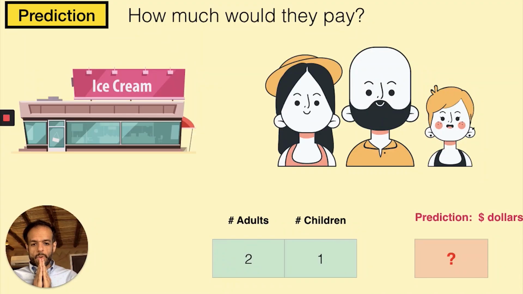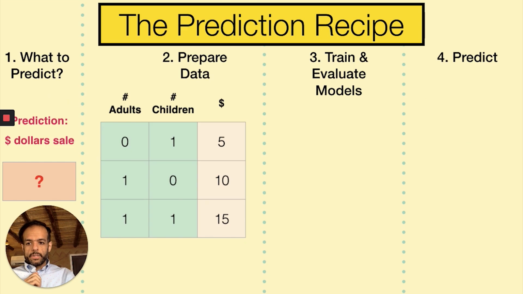And in this video, we'll take them one step further to incorporate multiple features. And so let's change our example a little bit more. Let's say we have a group of 2 adults and 1 child. How much would they pay? And so we still have the same first step, what to predict. We're still predicting sales.